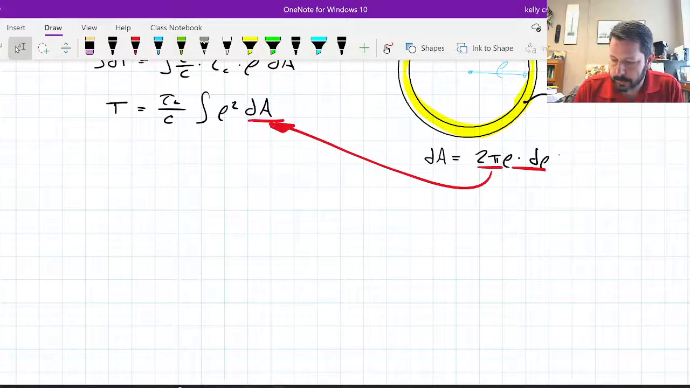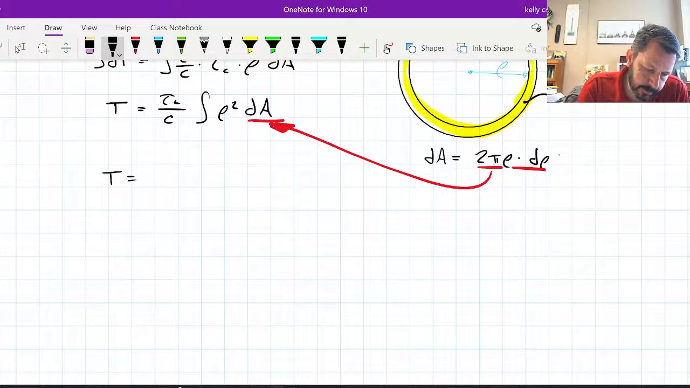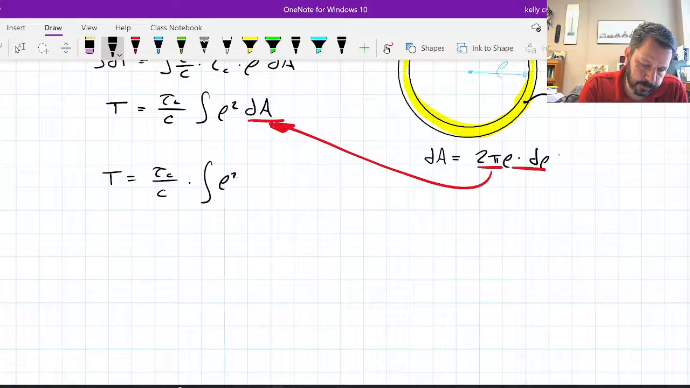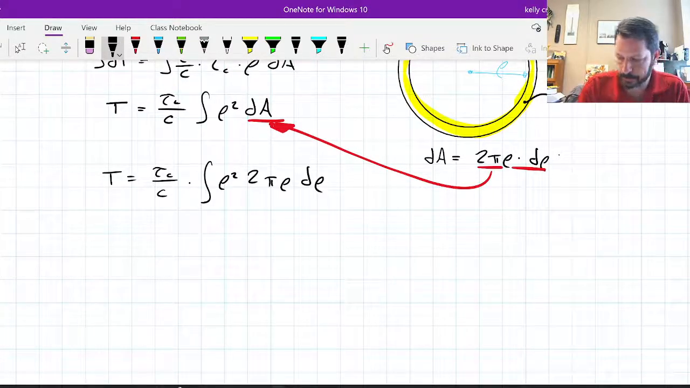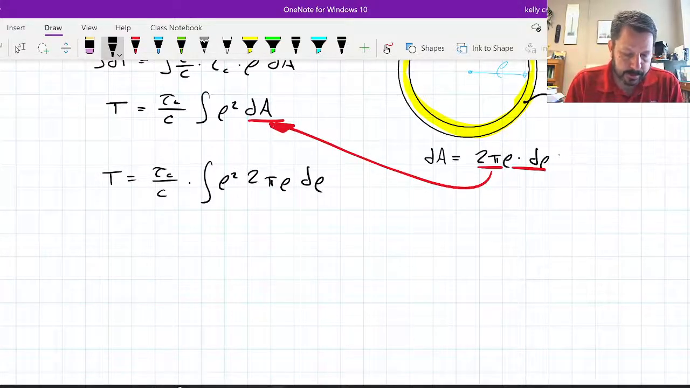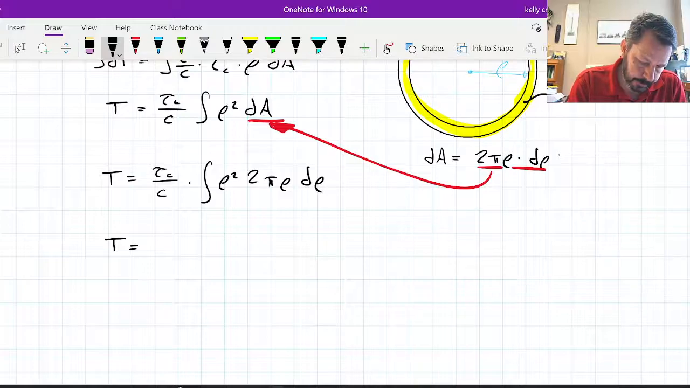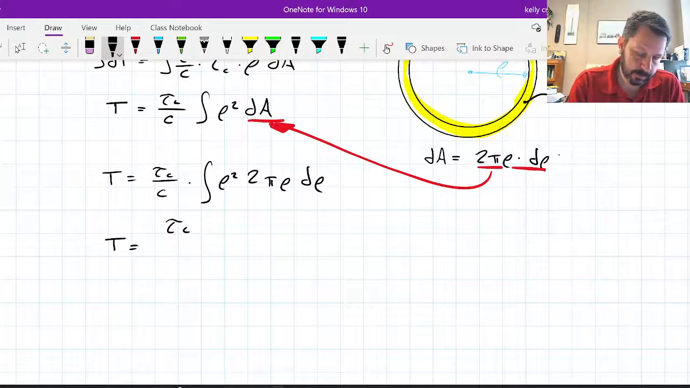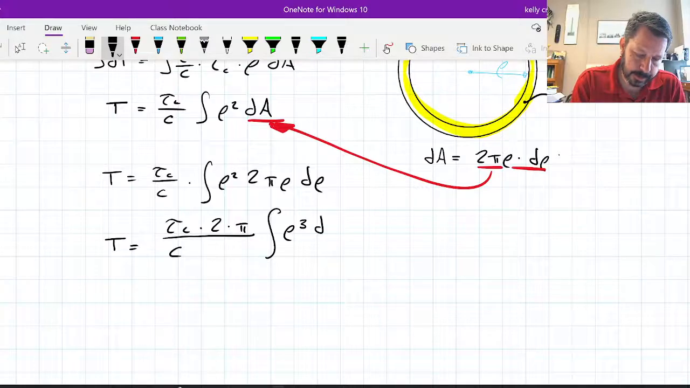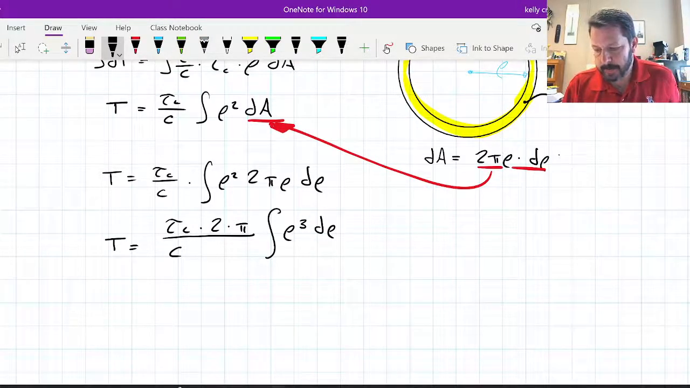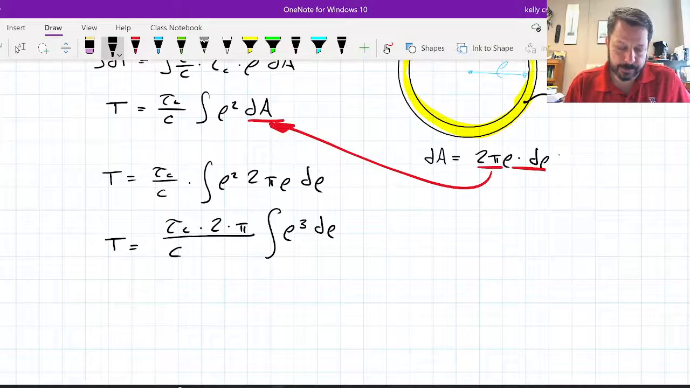All right, so now we have T equals tau C, maximum shear stress, over C times the integral of rho squared, and now dA is 2 pi rho d rho. So we have some more constants and some more rhos. So T equals maximum shear stress, torsional shear stress, over C, outer radius, 2 pi, those are constants, and then the integral of rho cubed d rho. Okay, now we can go ahead and integrate the rho cubed d rho.